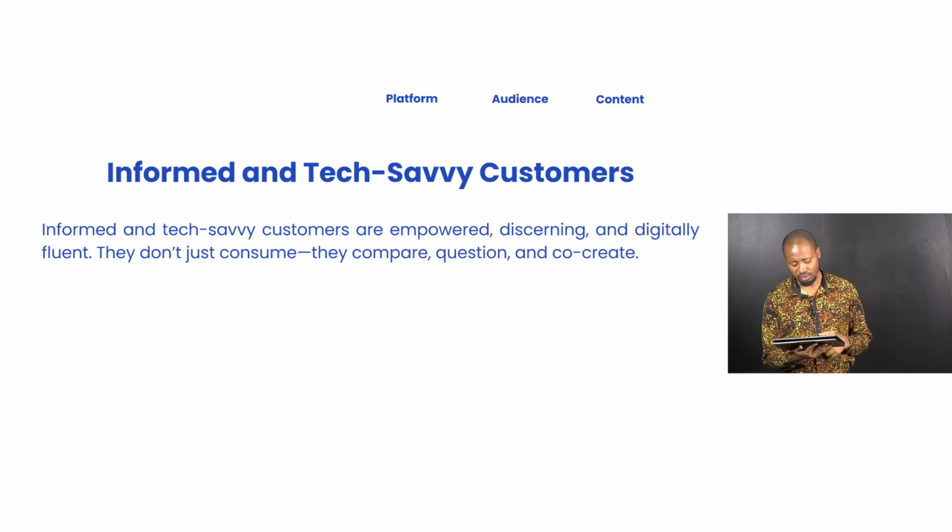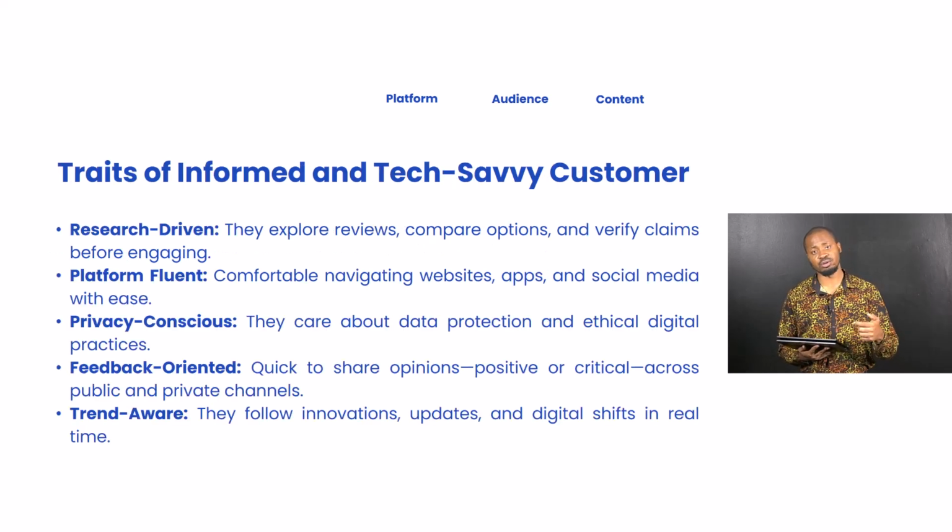I identify some traits of informed and tech savvy customers. One is that they are research driven. Like I said, before they ask you a question, they've already conducted research on your products and services. They do a lot of comparison online, and also they are platform fluent. They are not afraid to test new digital platforms. They are privacy conscious. They care about data protection and ethical practices on digital platforms, and they're also feedback oriented because they research a lot about platforms. They are quick to give you advice on what is working on your platform and what is not working, and they are trend aware. They follow innovations, updates, and digital shifts in real time.